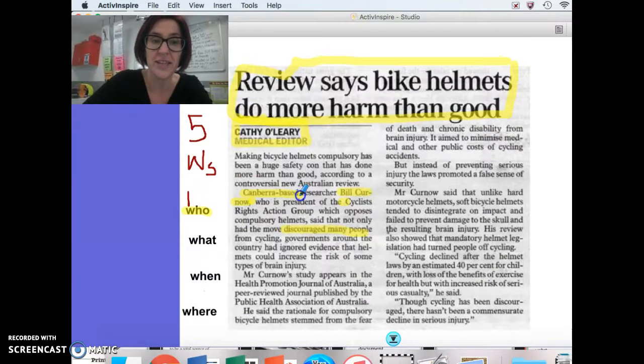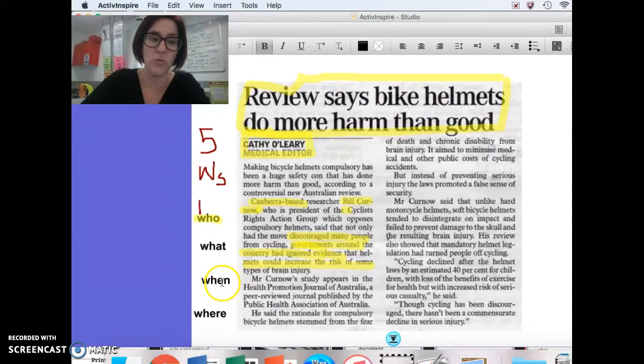Who, what, when, where, why. Now, why can sometimes be the hard part, but we usually should be able to find it within the first 2 paragraphs. And he's saying that governments around the country have ignored evidence that helmets could increase the risk of some types of brain injury. So that is the last one. Who, what, when, where, why. Why is this article relevant? Why is he talking about this? And it's from this part here that we can then get a grasp about what the article is about.